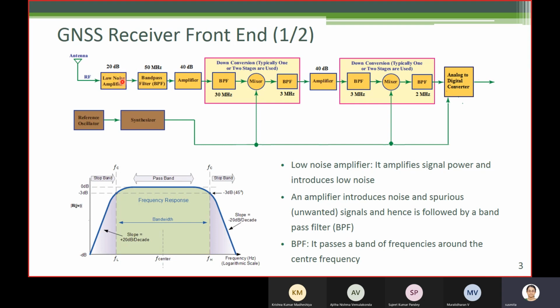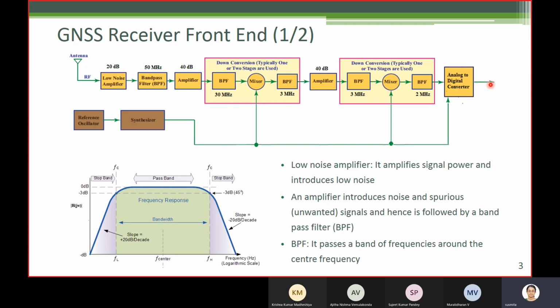But how about this one? This does not have any preceding block that would give a high gain. So this has to be specifically designed such that it introduces low noise. Other blocks, other amplifiers need not be low noise because automatically, mathematically it can be shown that their noise would be attenuated by the gain of the preceding block.